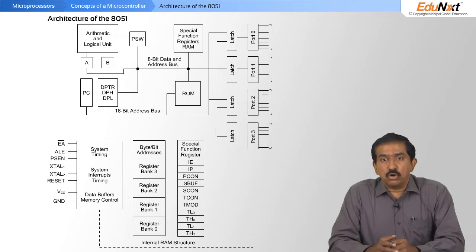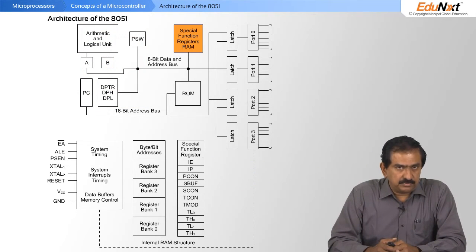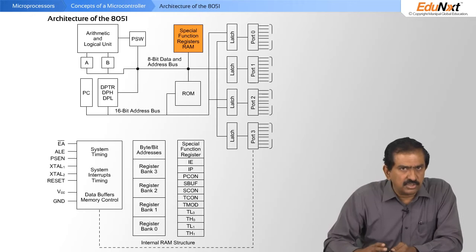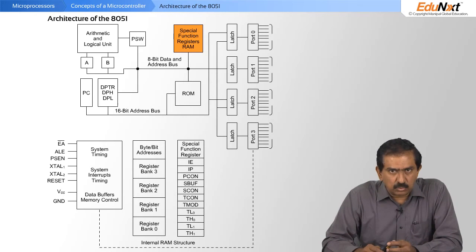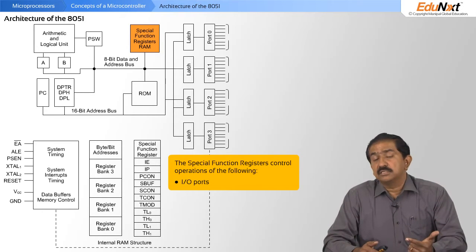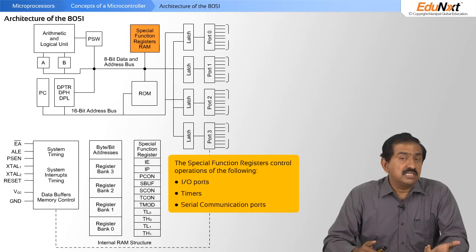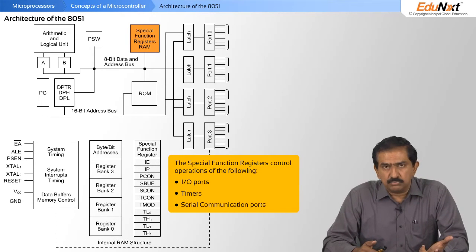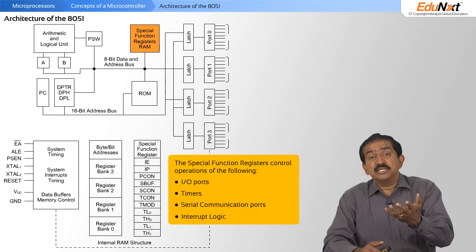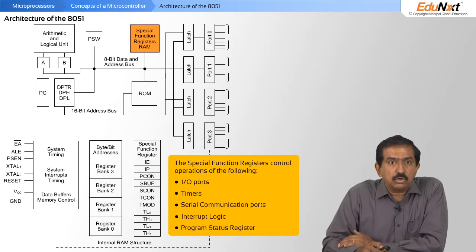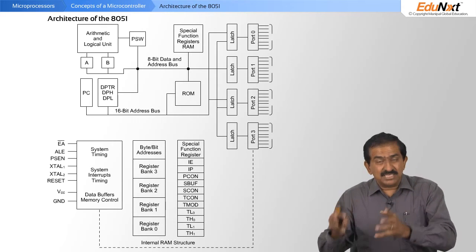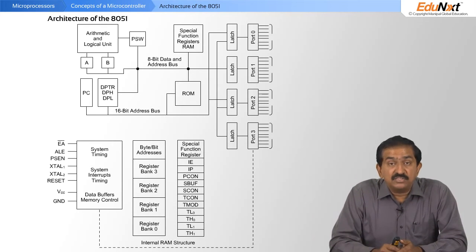It has a bunch of what are called special function registers. And these are RAMs, really. Like you have the general purpose registers in a microprocessor, you have what are called special function registers in a microcontroller, in the case of the 8051. These speak to the I/O ports. These control the timers. They are the timers in them. They have the serial communication ports. They control the serial communication ports, the operations of these ports. They control the interrupt logic, and they also contain the program status register. These are called special function registers of the 8051. And as I said, a microcontroller must have I/O ports. The 8051 has 4 of them.